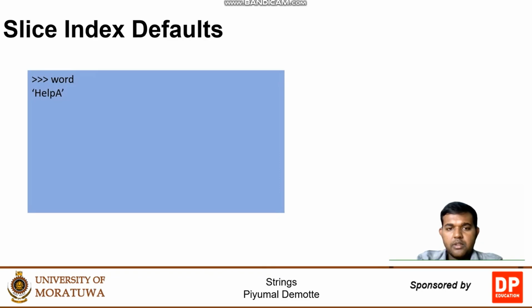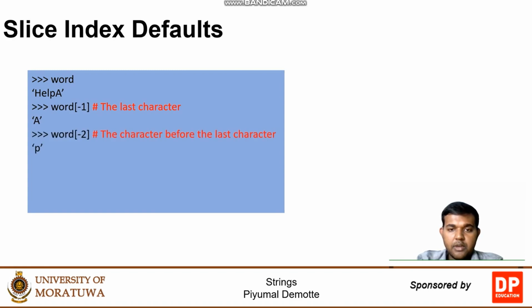Let's talk about defaults in slice notation and consider the same string created in the previous case. If we try to use square bracket operation with index as -1, it will return the last character of the string. With the index as -2, the square bracket operation will return the character before the last character. If we use slice notation with -2 as the first index without specifying the second index, this will return the last two characters of the string as a substring.